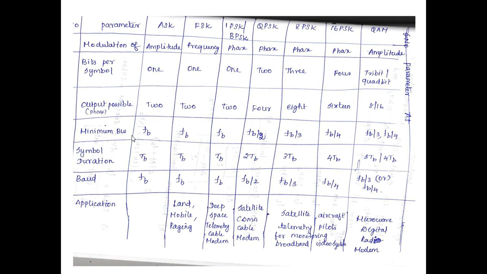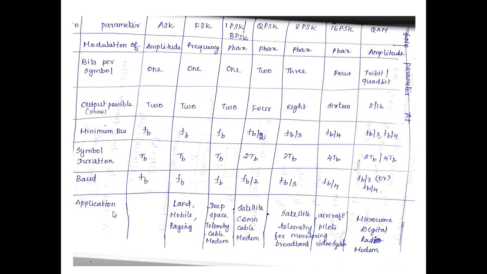So the minimum bandwidth requirement is FB, FB, FB, FB by 2, FB by 3, FB by 4, and for 8 QAM FB by 3, for 16 QAM FB by 4. The symbol duration is TB, TB, and in QPSK 2 TB, because here we combine 2 bits, and in 8 PSK 3 TB, 4 TB, and in 8 QAM 3 TB. The baud rate is just the same as the bandwidth: FB, FB, FB, FB by 2, FB by 3, FB by 4, and FB by 3 or FB by 4.